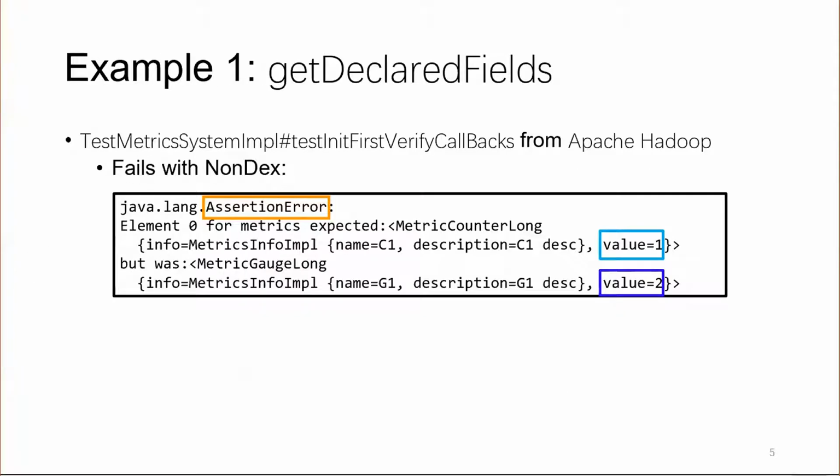Let me first talk about several real examples of how we fix ID tests. Apache Hadoop is a widely used open source project. NonDex detected several ID tests in Hadoop. Here we show one. It passes when run normally, but fails with NonDex, reporting an error message that appears challenging to debug.